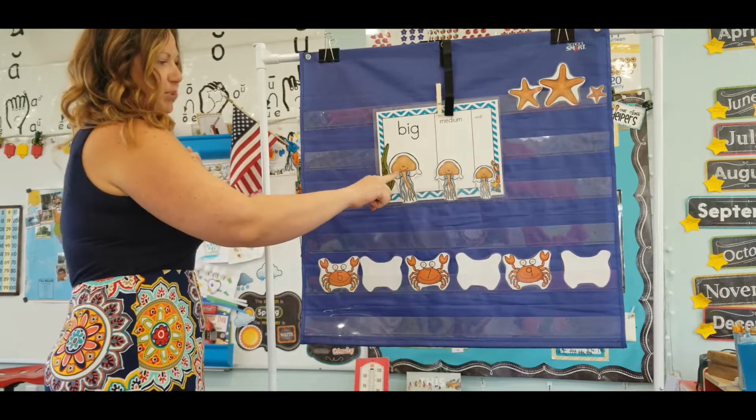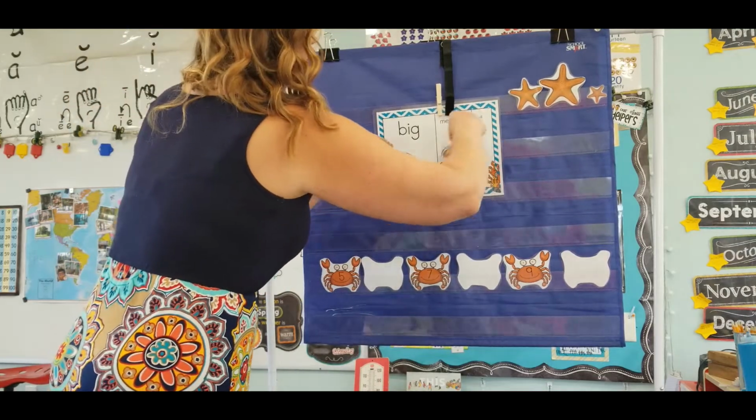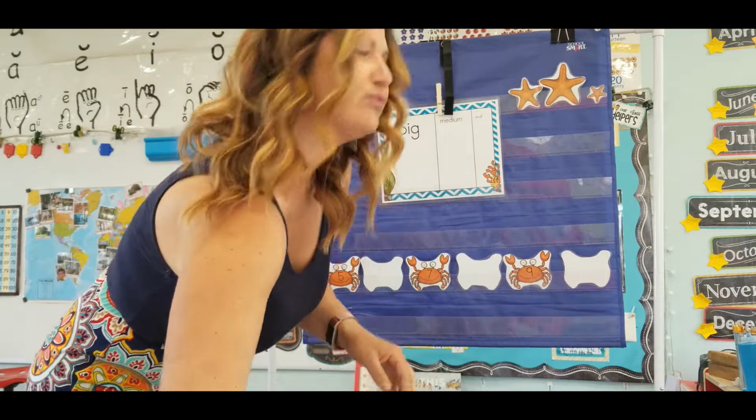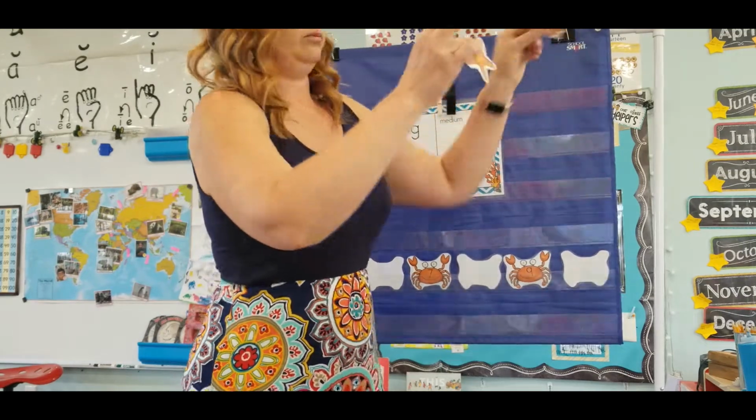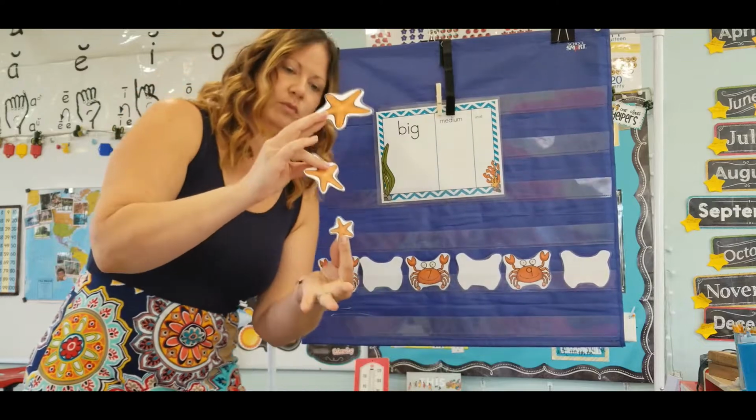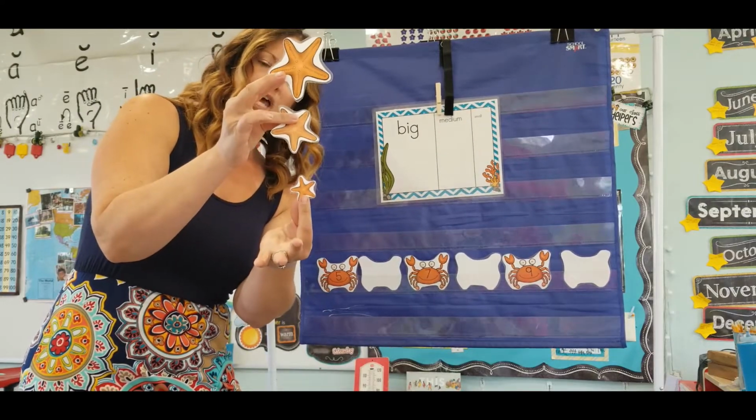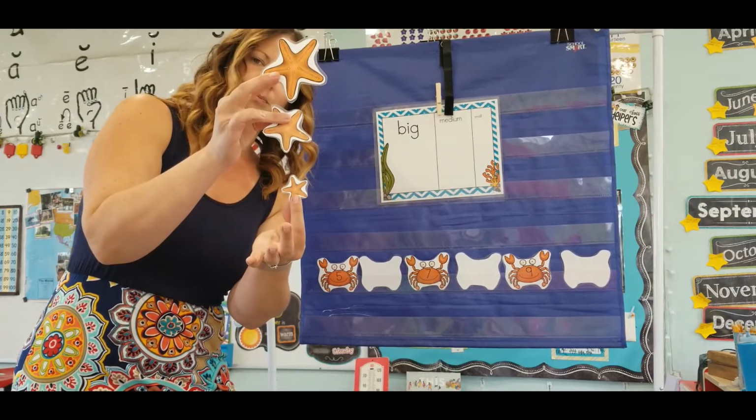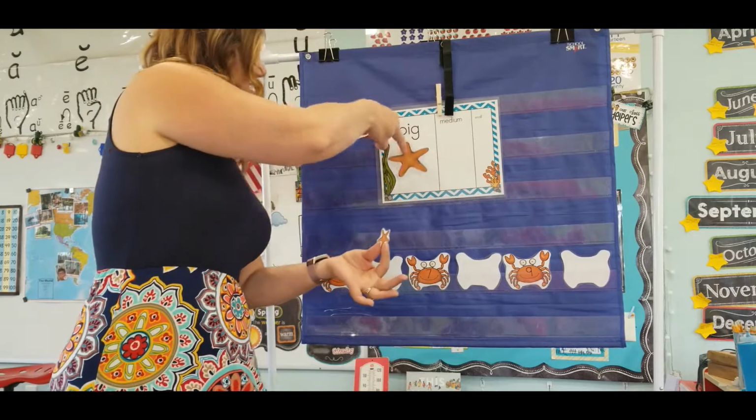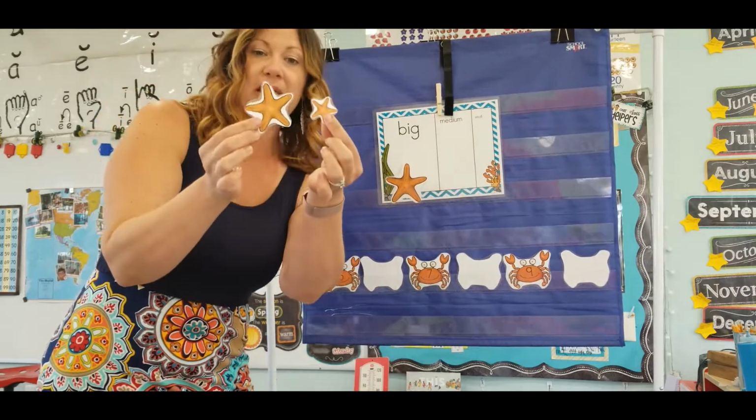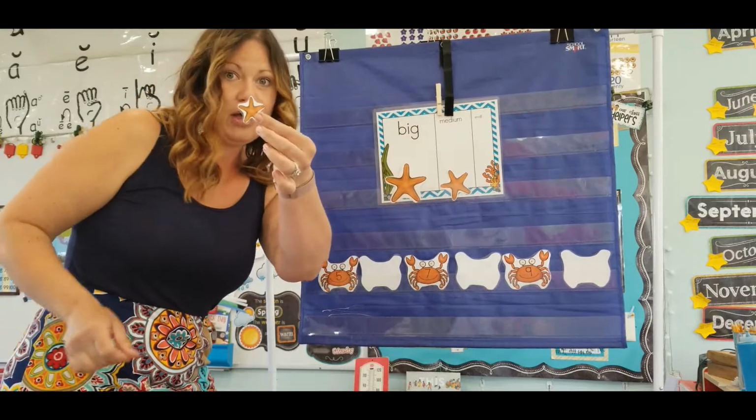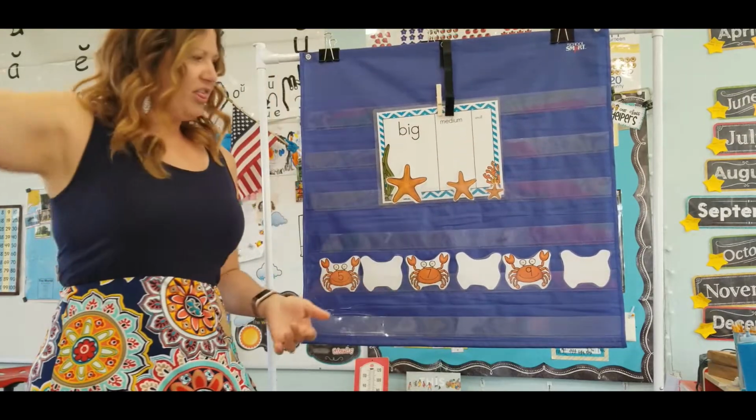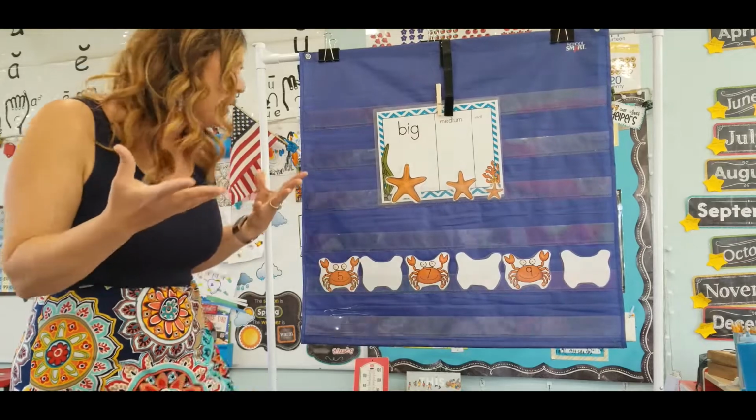Small, big, bigger. Let's do our starfish. All right, which one's the big one? Top, middle, or the bottom? Ding, ding. Top. Medium. Bing. Small. Bing. Thank you for helping me sort those.